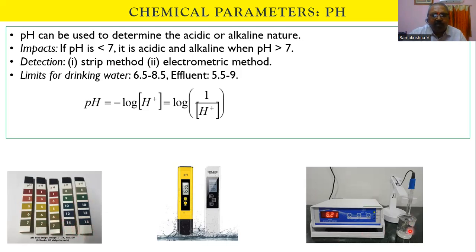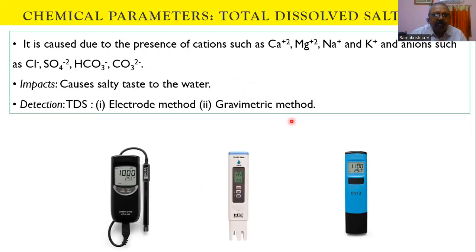Otherwise, we have the electrode method, like we tested pH for raw water. So we use the electrode and then calibrate the instrument for known pH values and then test the pH. Usually the drinking water limits are around 6 to 8.5, but for sewage, the pH will be slightly highly alkaline, up to 9, 5.5 to 9 pH. pH is given by minus log H plus, which is equal to log 1 by H plus.